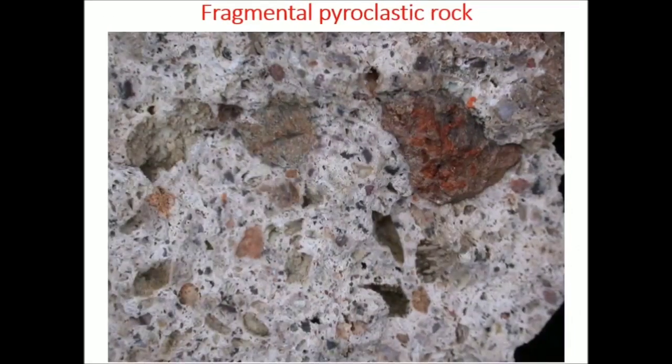Then the fragmental or pyroclastic rock. You can see that angular grains are engraved in a very fine mass. These angular grains come from the ejected material after rupturing, which means this fragmental nature. Clastos means fragments, so this kind of texture is called pyroclastic texture. Pyro means fire and clastos means fragmental. So, fragmental pyroclastic rock.